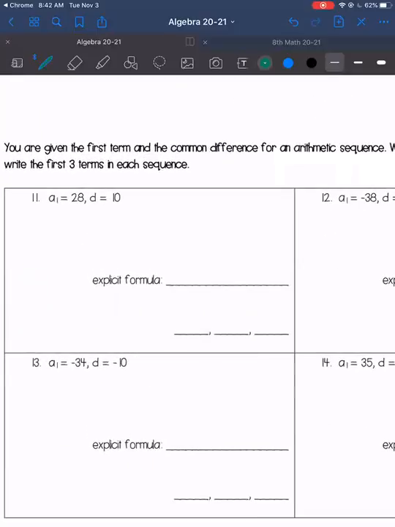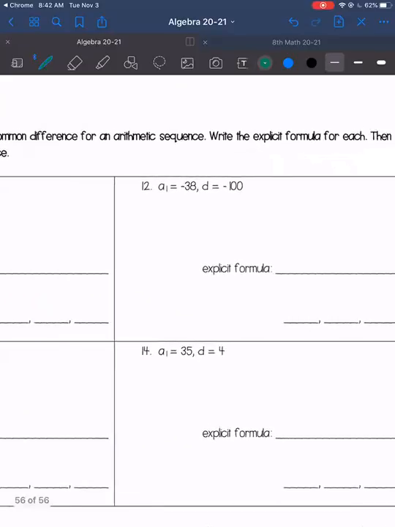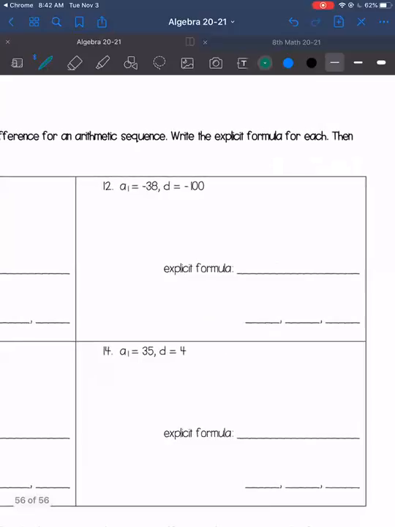But okay, you're given the first term and the common difference. When we get to the answer key, I guarantee you this person, I apologize. I found this when we first started this unit, and I forgot to double check it. Given the first term and the common difference for an arithmetic sequence, I'm sorry. We need to be working on this. Thank you.